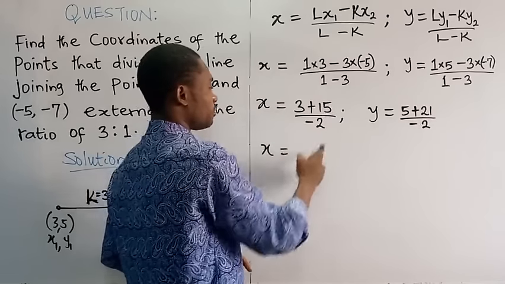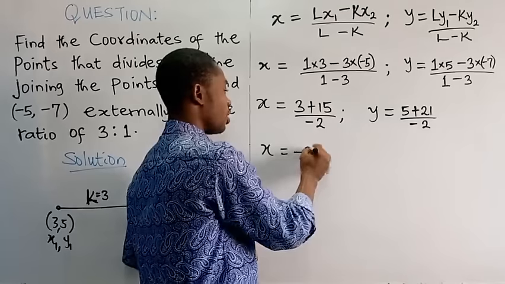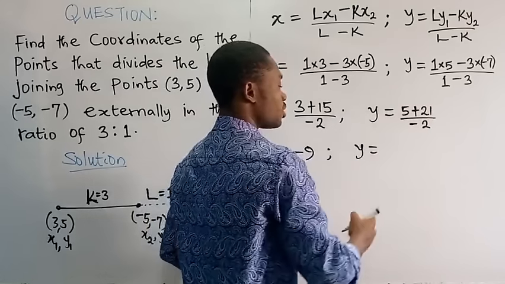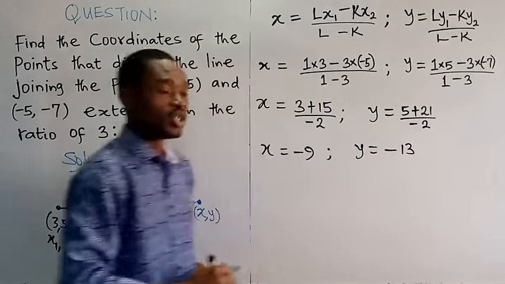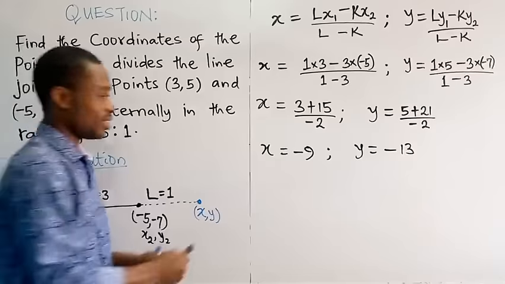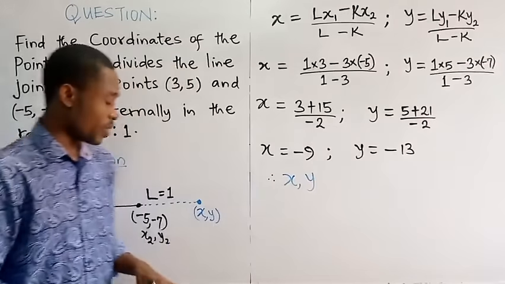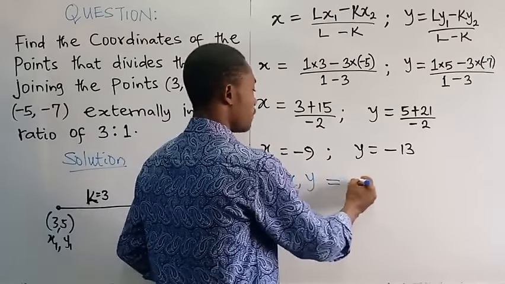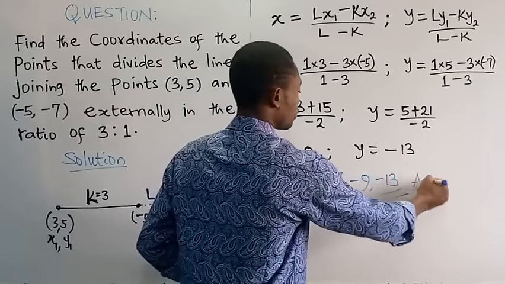Simplifying further, 3 plus 15 is going to give you what? 18. And then divide 18 by minus 2, you get minus 9. And then you move on to that of y, the coordinate. 5 plus 21 is going to give you 26. Divide 26 by minus 2, you get minus what? 13. So this is the coordinate of the point that divided this line externally. We could just say simply that x, y, which we use to represent the coordinate of the point that divided this line externally, is equal to minus 9, minus 13. And of course, this is our answer.